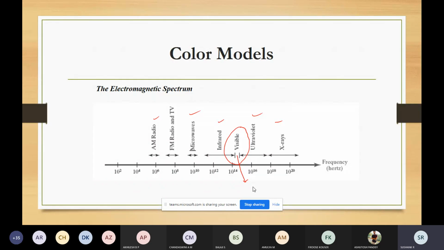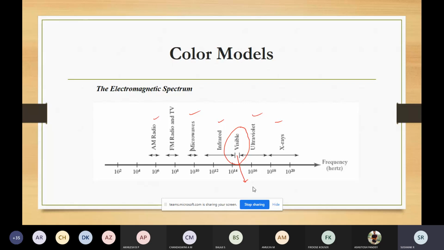Based on this frequency, we can categorize it as radio waves, microwaves, infrared waves, visible waves, ultraviolet rays, X-rays. So you can distinguish them. For example, the radio wave in the AM range is in the range of 10 power 6 hertz. The visible frequency is between 10 power 14 hertz and 10 power 15 hertz. So they have their own specific frequency.